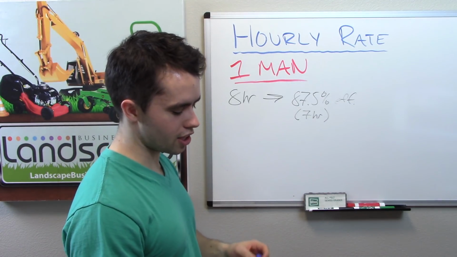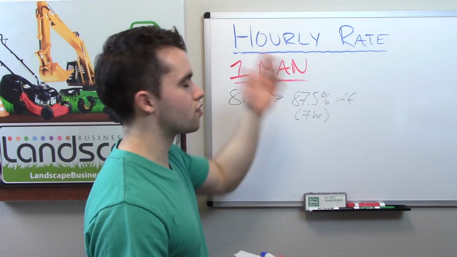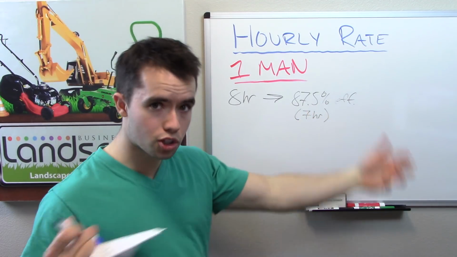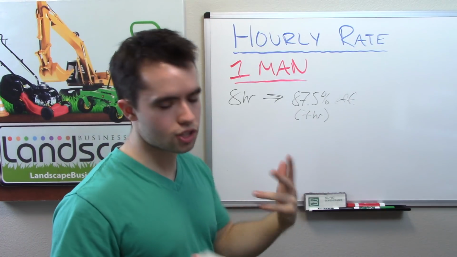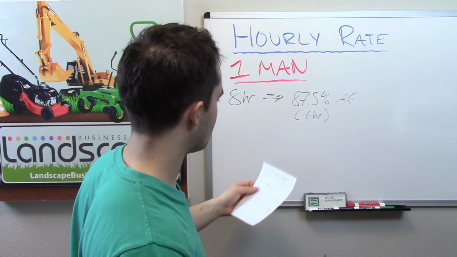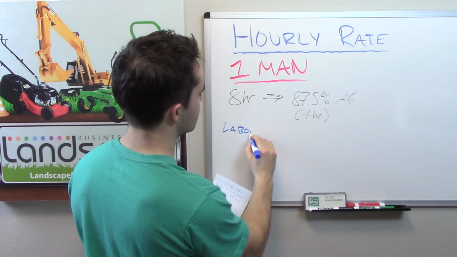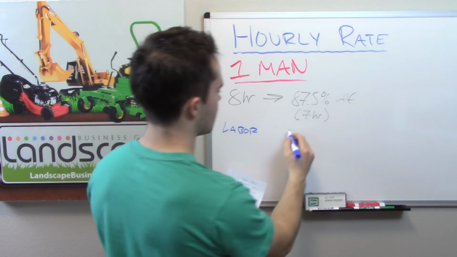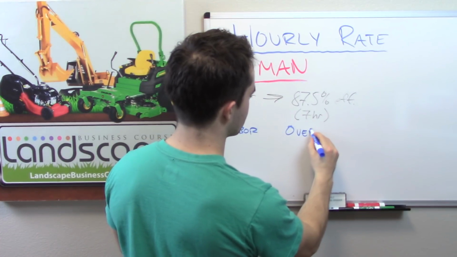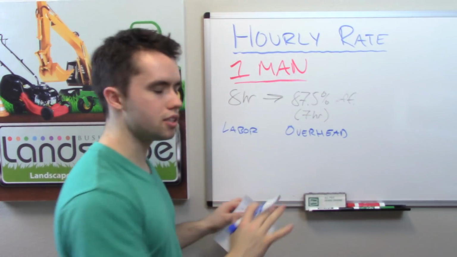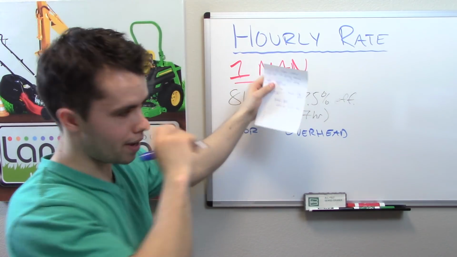And like I said, this can depend on the size of the property. If you have smaller properties, they're not going to be working 7 hours. But if you have larger commercial properties, this might be less. So it's really a big range. But let's break down real quickly the different costs associated with this day and with this crew. We're going to look at the overhead and the labor costs. These are the costs involved with this one-man crew.